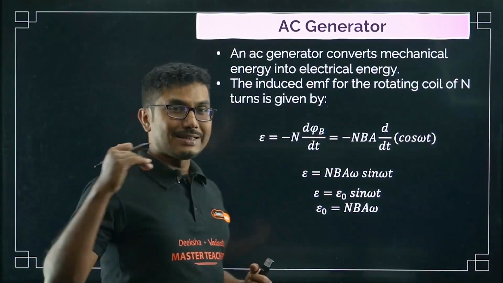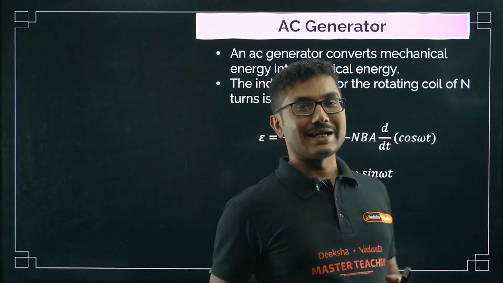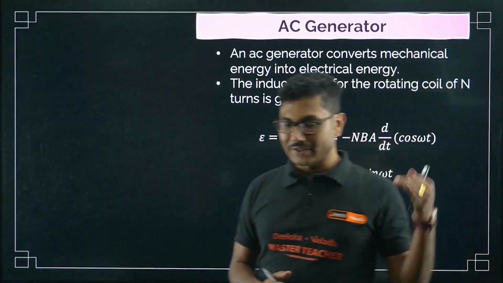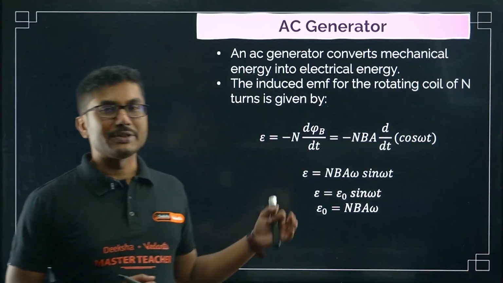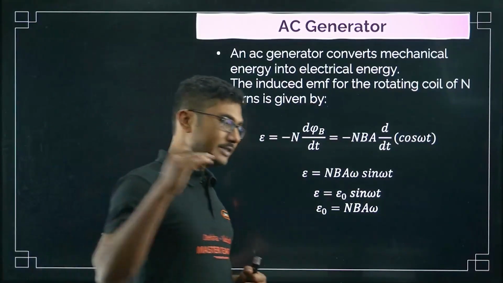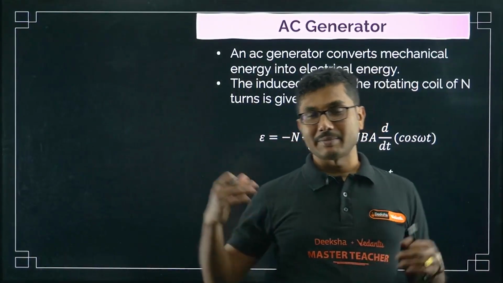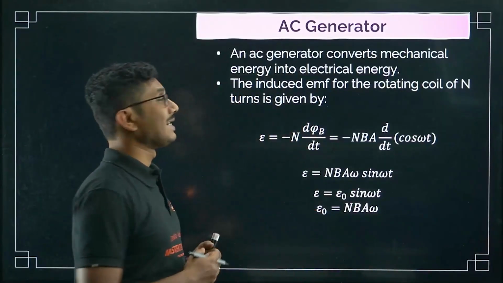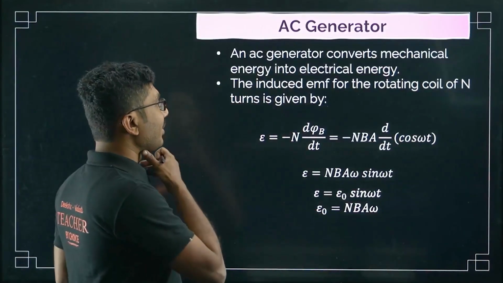An AC generator is basically producing AC current. And AC current has more efficiency because it can be sent over long distances, right? It can be stepped up or stepped down easily and can be sent via long distances. That is why AC is more popular compared to DC.